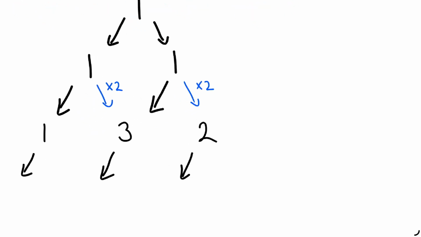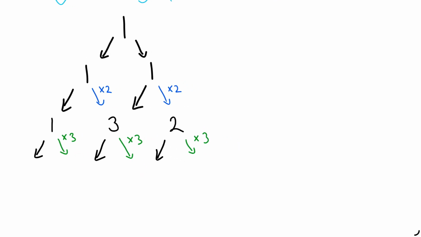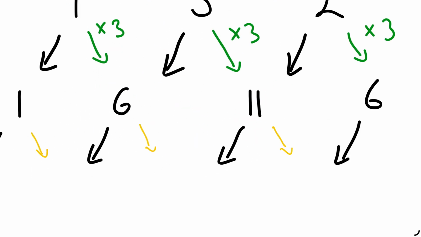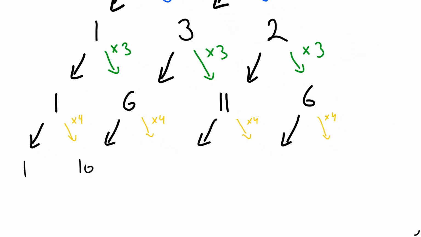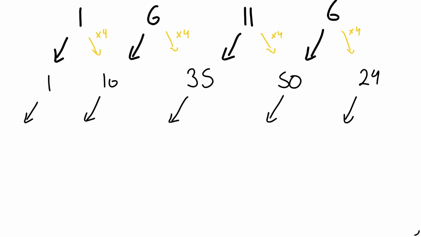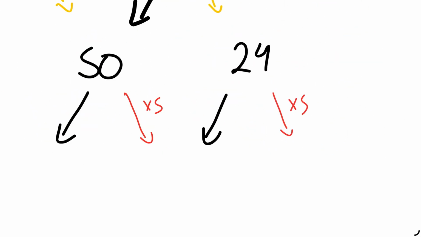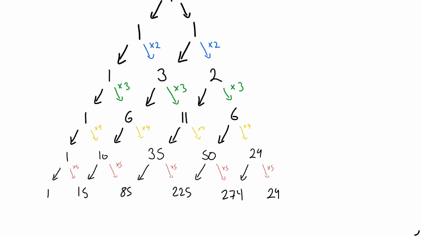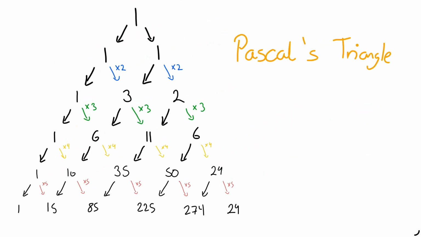For the numbers in this row, they pass down a copy of themselves to the left and a copy of 3 times themselves to the right. And we continue as we move from the nth to the n plus 1th row. Each number passes a copy of itself down to the left and n times itself to the right. And there we go, Pascal's triangle deluxe.